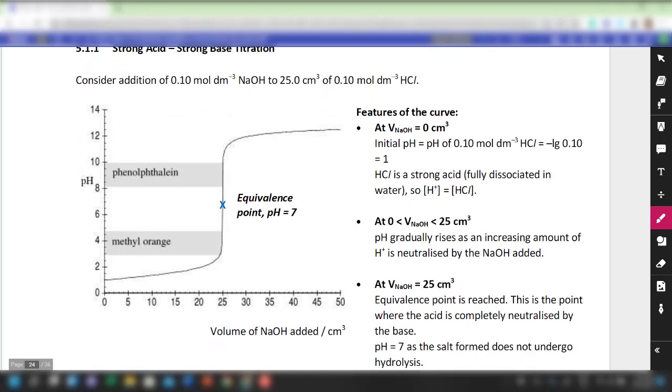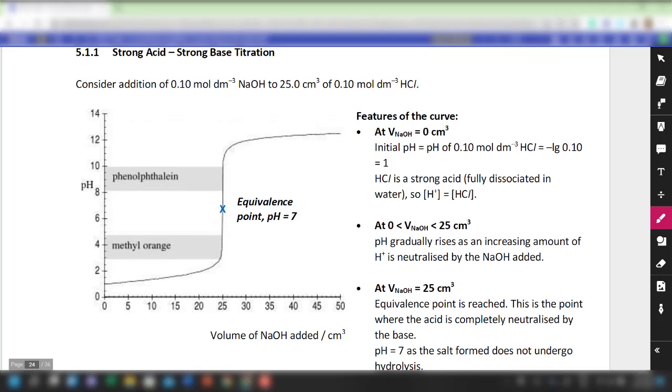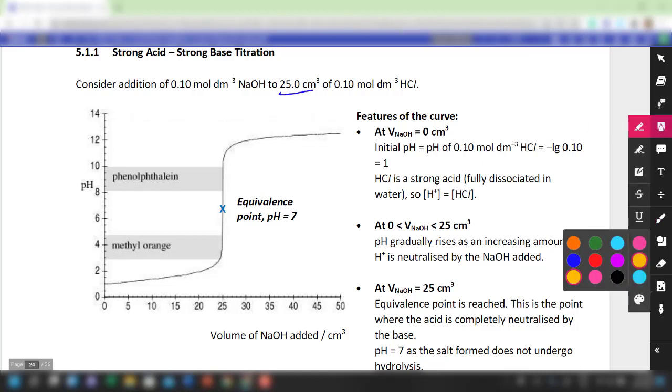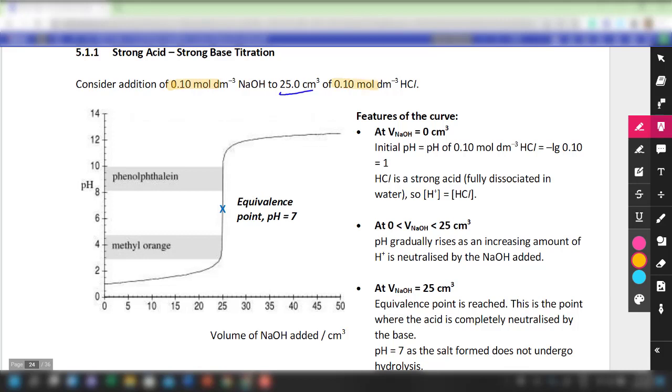If I have 0.10 moles per dm cube of sodium hydroxide and I add it to 0.10 moles per dm cube of HCl, assume that I pipetted out 25 cubic centimeters of it. Since we are looking at easy numbers like 0.10 and 0.10, you would expect the volume of sodium hydroxide I need for complete neutralization to be 25.0 as well. So the 25.0 is what we call the equivalence point.